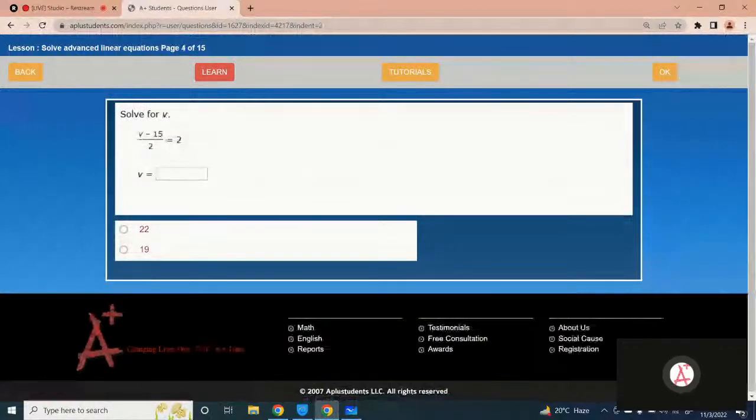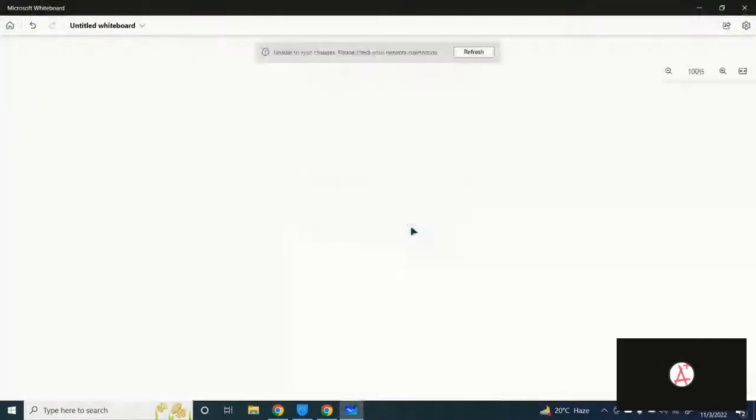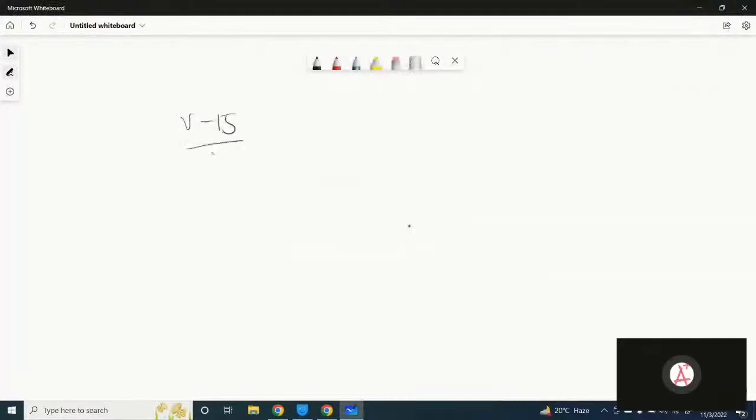Okay, the next one is v minus 15 divided by 2 equals to. Got it? So 2 is dividing here. First of all, you have to multiply it with 2, multiply it to the other side. So it would be v minus 15 equals 2 times 2. Got it? So it would be 2 times 2 is 4.